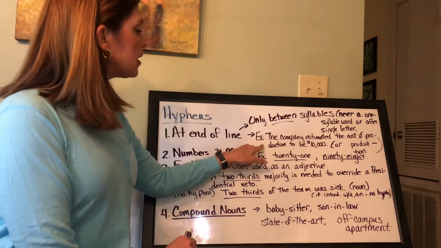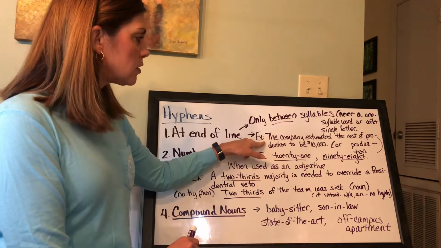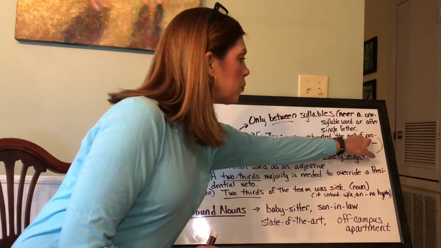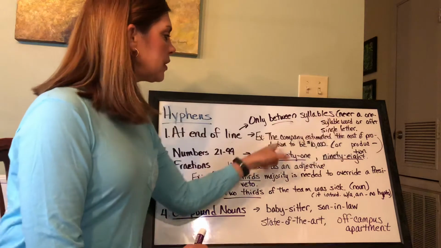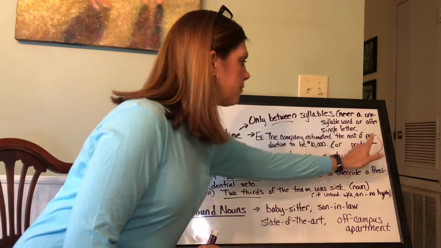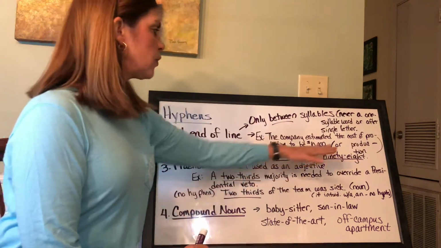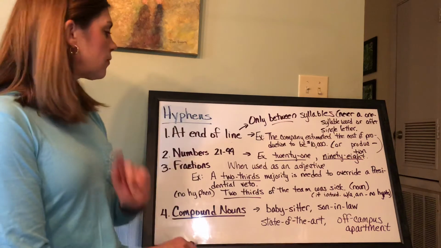All right, so here's an example. The company estimated the cost of production to be $10,000. Okay, so here we put pro, hyphen, and then duction. But this is a three-syllable word, so you could also put product with a hyphen and then shun on the next line. So I know it's kind of squeezed in here, but that's just an example. Okay, so that's the first rule.